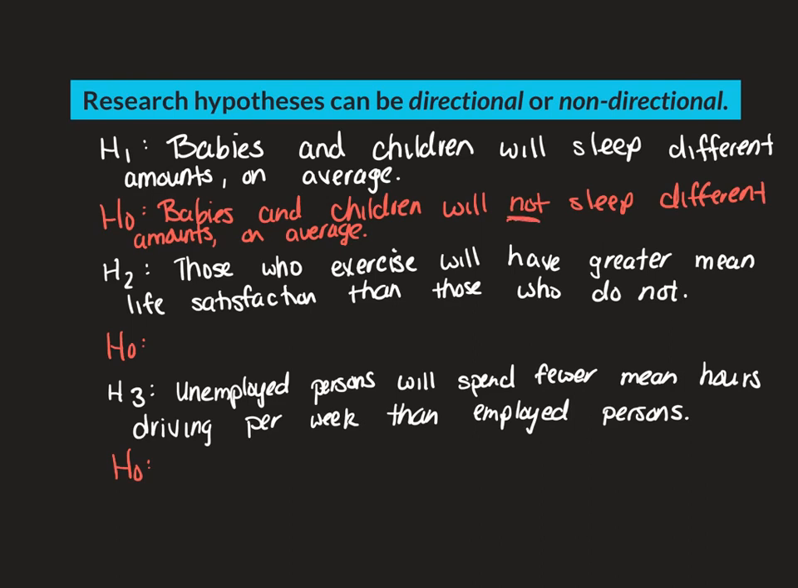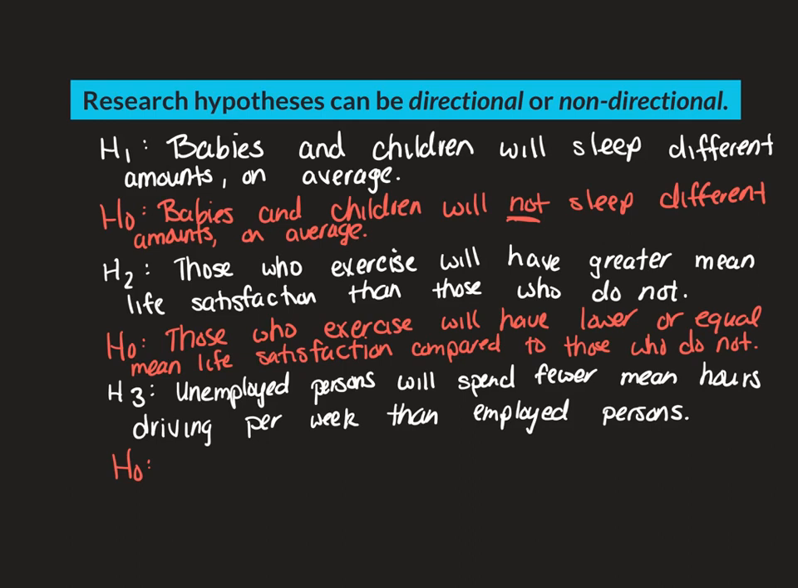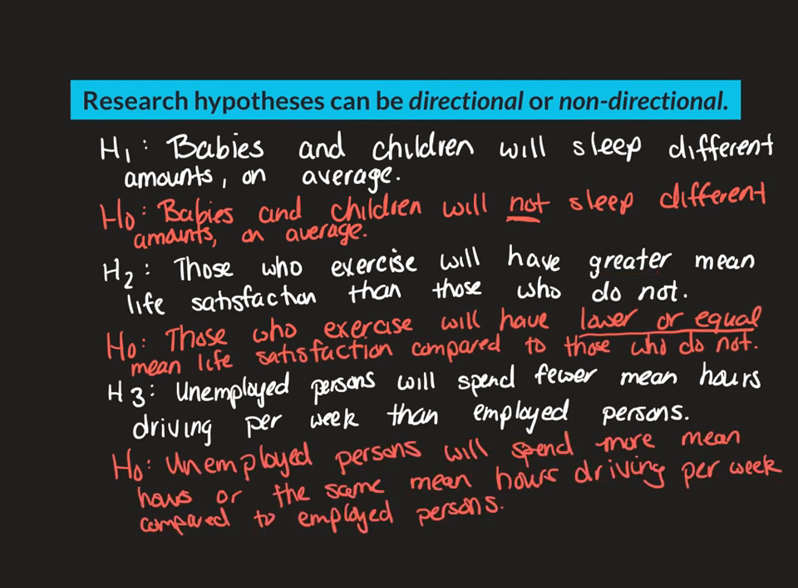That is not a contradiction to our research hypothesis. The corresponding null for our second hypothesis is that those who exercise will have lower or equal mean life satisfaction compared to those who do not exercise. Because our hypothesis specified greater, our corresponding null needs to focus on things being lower, and the null always gets a statement of equivalence. Now let's look at the null for our third hypothesis.